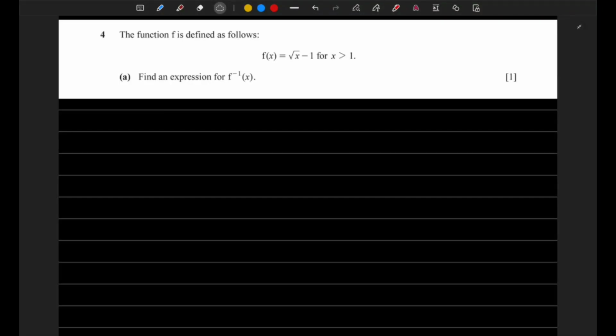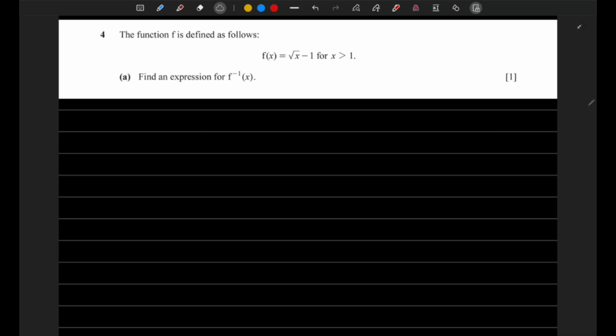Function f is defined as follows. The function f of x is equal to root x minus 1, for x greater than 1. Okay, so the domain is also given. Find an expression for f inverse of x. Okay, how do we find f inverse of x?